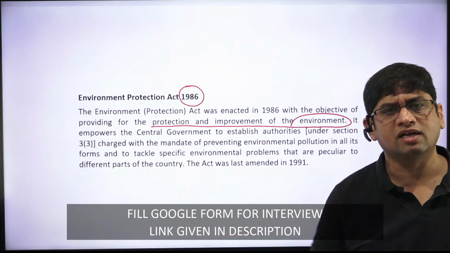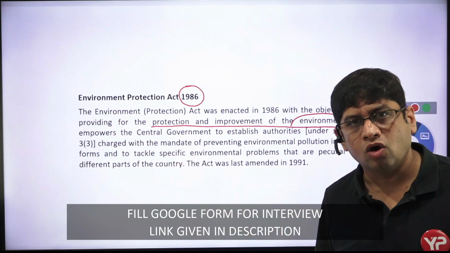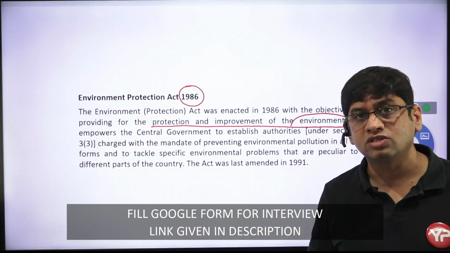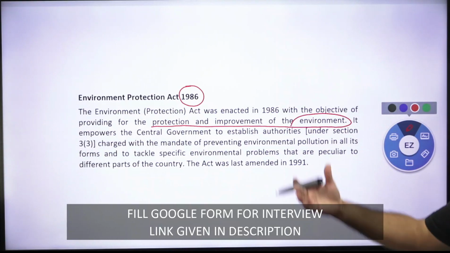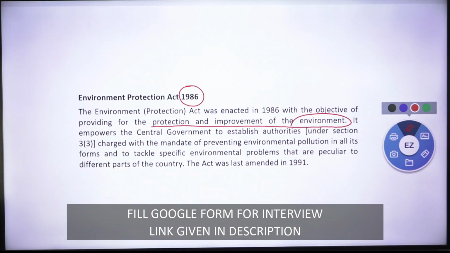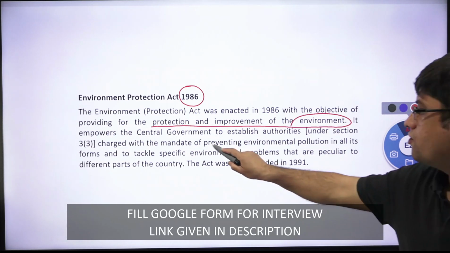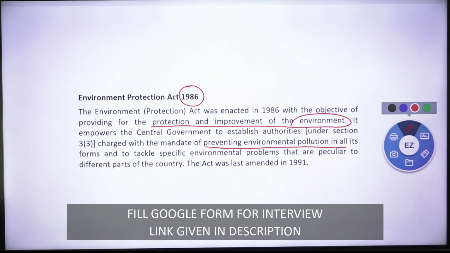So in the exam you can get a question: which of the following law or legislation is most important or is entrusted with protection of the environment? So he might give you four choices: Environment Protection Act 1986, 1982 or something like that. Fine. Okay, so prevention of environment pollution is basically the most important part of that.